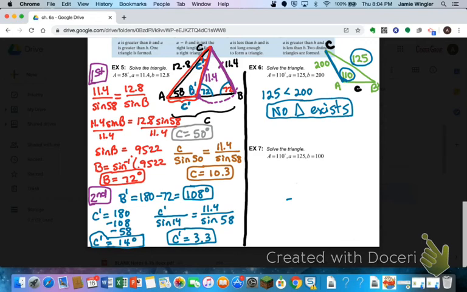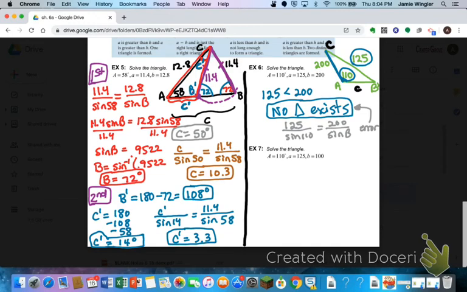Now, you're not always going to recognize that. So if you started the setup of 125 over the sine of 110 and set it equal to 200 over the sine of B, you're going to get an error message on your calculator. So when you get an error message, that also is your indicator that no triangle exists.